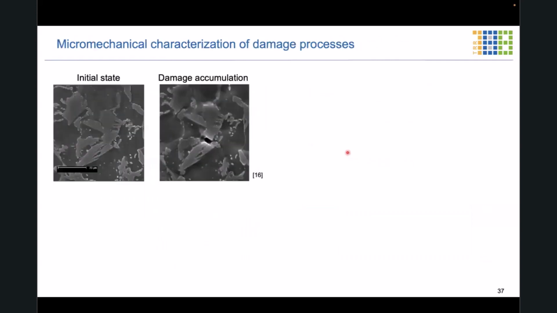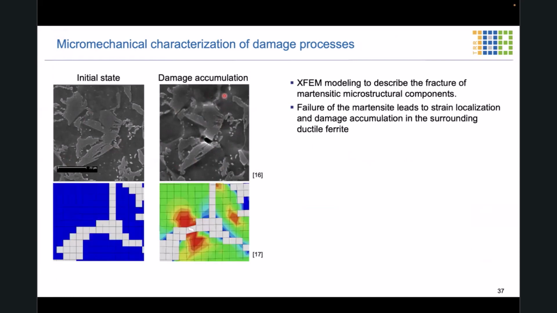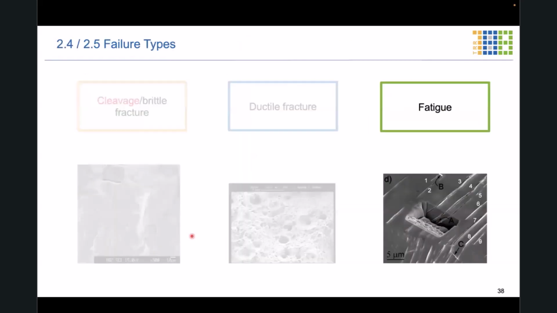But finally, I would like to mention that there's even a possibility for micromechanical characterization of the damage processes. Here you see the initial state, and then the damage accumulation in the second stage. And with XFEM modeling, we were able to describe the fracture of the martensite that then created a small void over here. But due to the fact that now martensite was broken, ductile damage was triggered in the surrounding soft ferrite.